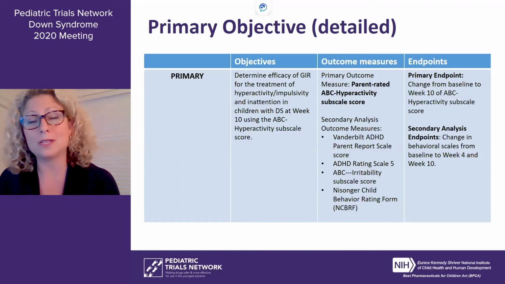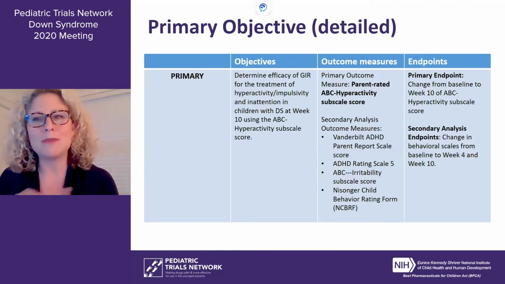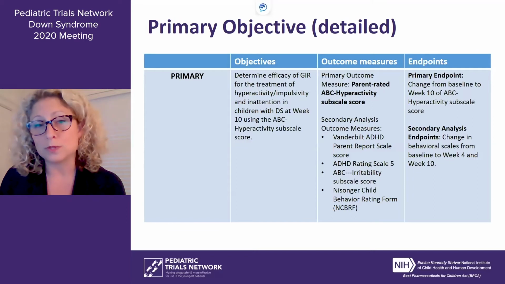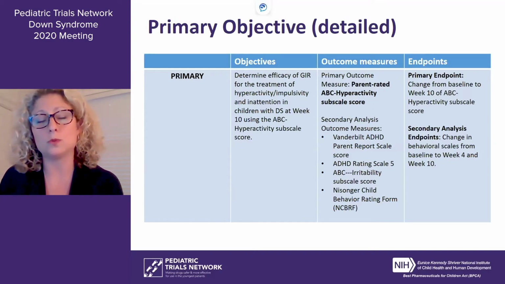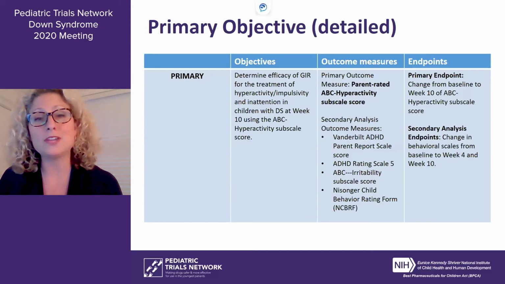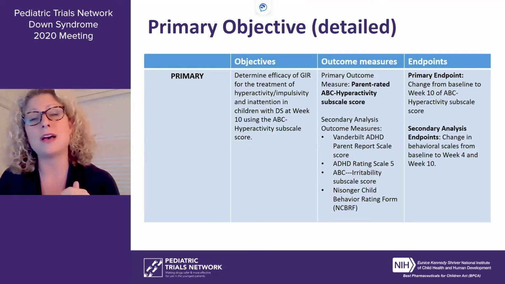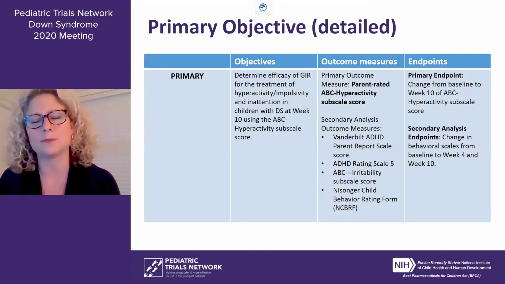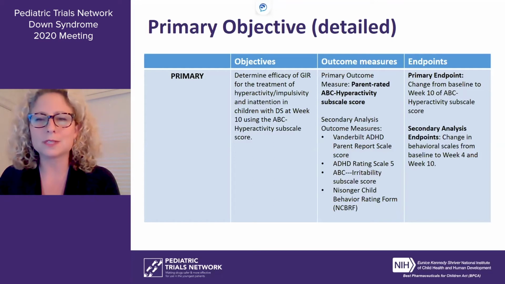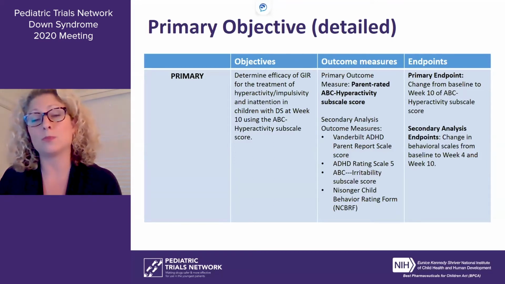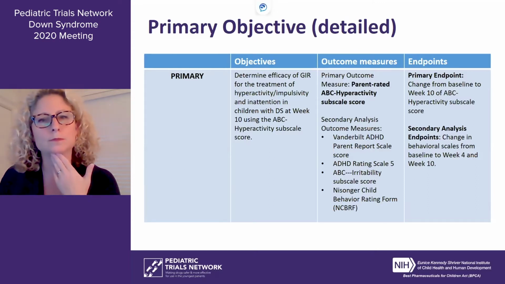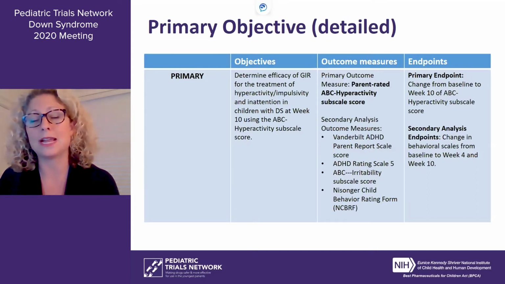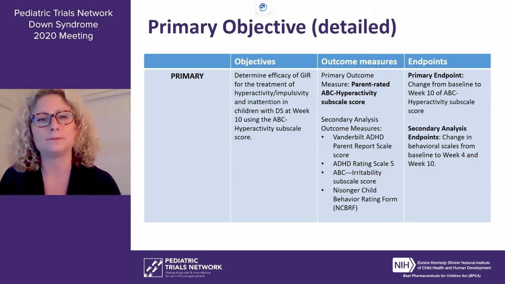However, we know, as Dr. Espenson certainly knows, there are many other outcome measurement tools, behavioral assessment tools that we can use. And so we're also going to be collecting the Vanderbilt, the ADHD Rating Scale 5, the ABC Irritability Subscale, and the Nisonger Child Behavior Rating Form as well. Those will be secondary analysis outcomes because we don't really know which scale is going to work best, but we at least had some preliminary data to go on based on the ABC Hyperactivity Subscale. We will be looking at those secondary analysis endpoints at week 4 and at week 10.